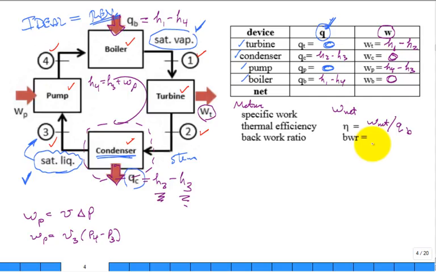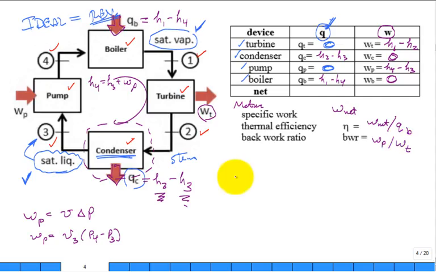The back work ratio, yeah, we have to go back and feed some of that beautiful mechanical shaft power back to the pump. And what's it going to do? It's going to reduce the net work out of the cycle, which drives the electric generator, which then makes electricity typically, and then we sell that electricity and make money. That's where this power cycle is often used, to generate electricity and make money by selling the electricity.